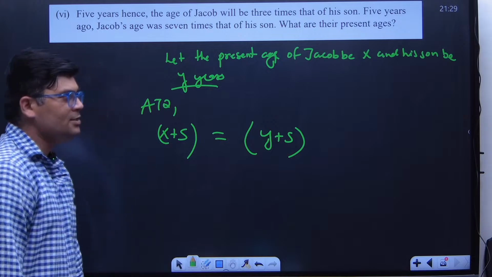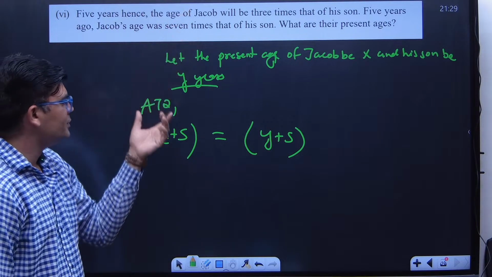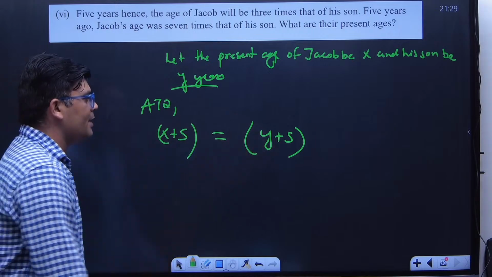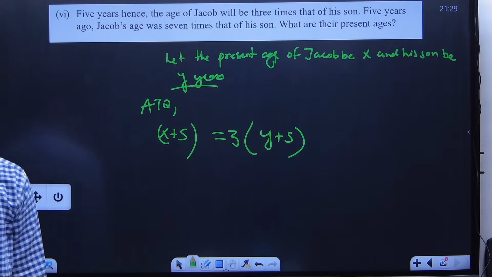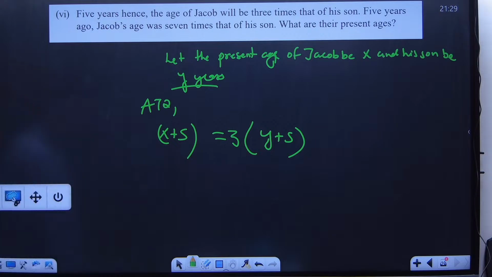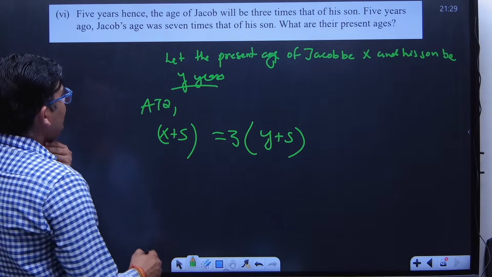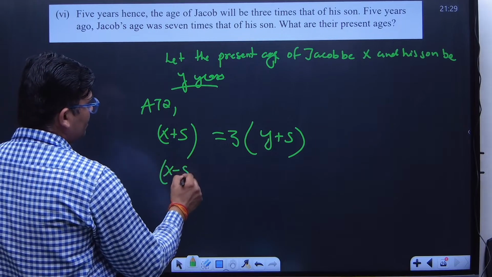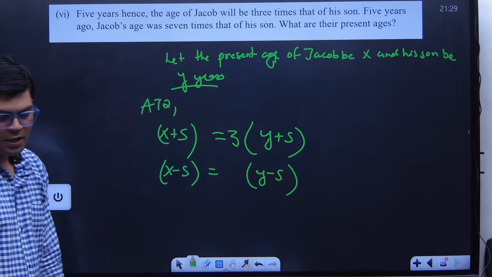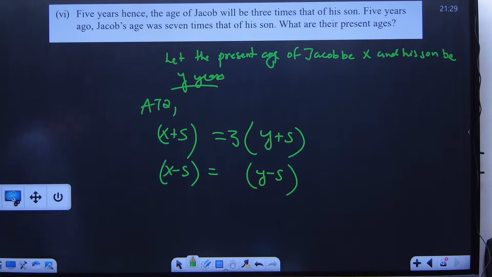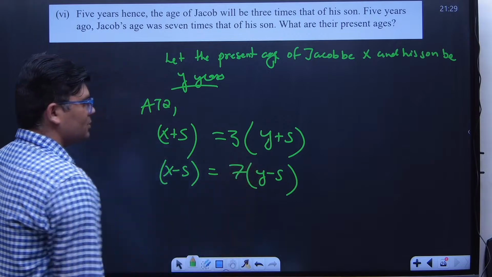They are saying 5 years hence the age of Jacob is going to be 3 times that of his son. 3 times means you have to multiply it by 3. And 5 years ago, what does it mean? 5 years ago means x minus 5 and y minus 5. The age will be how much? 7 times.